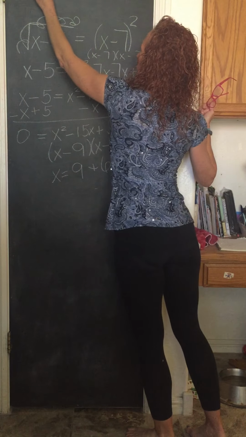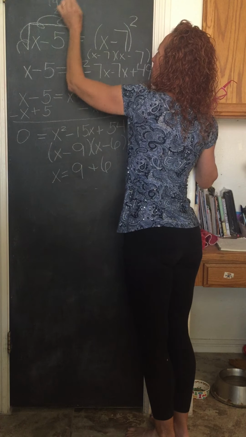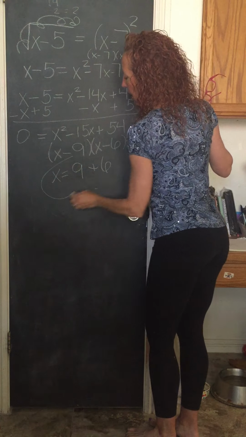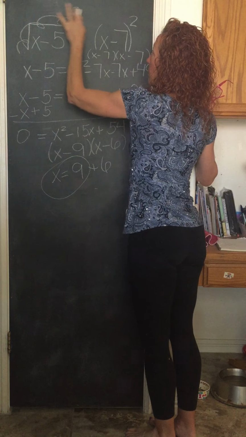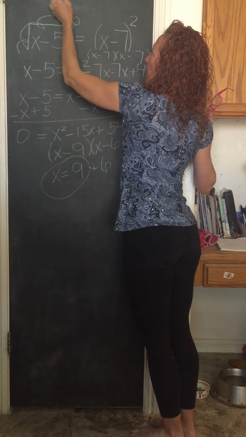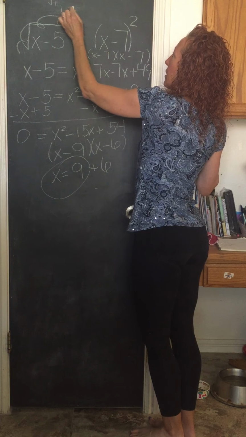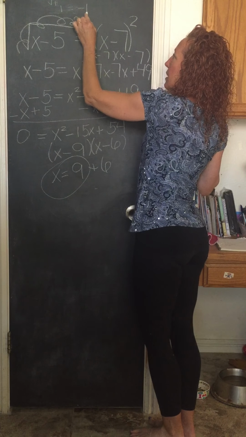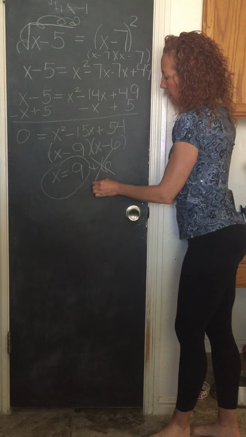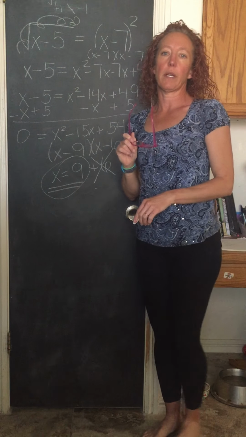And if I plug in 9, 9 minus 5 is 4. The square root of 4 is 2. If I plug in 9 right there, 9 minus 7 is 2. So 9 checks out fine. And if I plug in 6, 6 minus 5 is 1. Radical 1 is 1. If I plug in 6 here, 6 take away 7 is negative 1. Positive 1 is not the same as negative 1. So that answer I'm throwing out. And my final answer is x equals 9.